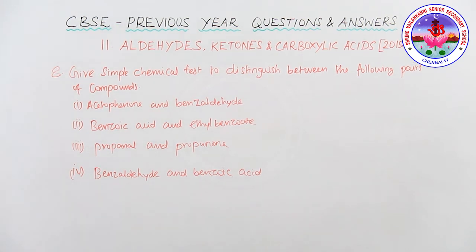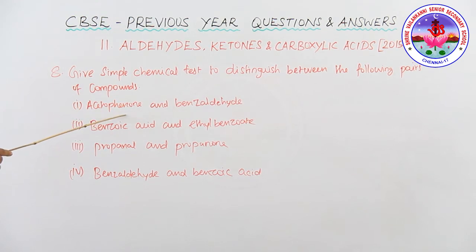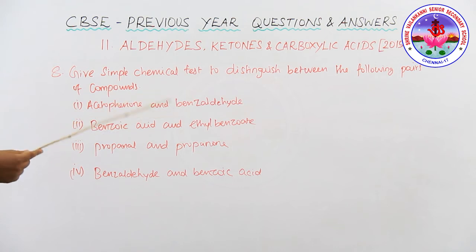So the first question: acetophenone and benzaldehyde. The chemical test is the addition of iodine and sodium hydroxide. Acetophenone will give a yellow precipitate of iodoform, but benzaldehyde will not give this test. I repeat: addition of iodine and sodium hydroxide solution gives a yellow precipitate for acetophenone, but benzaldehyde does not react. This means it does not give any precipitate.